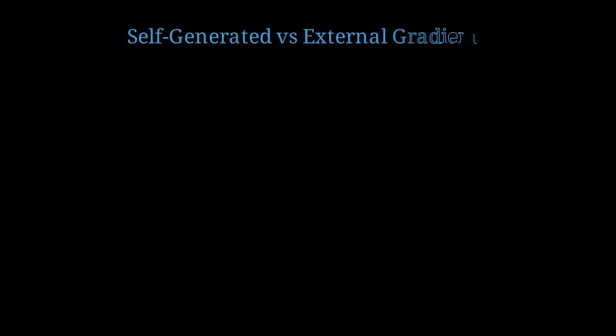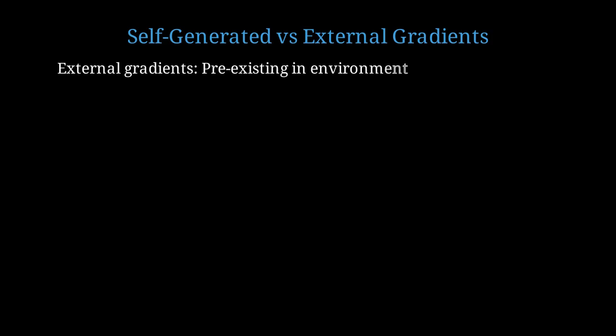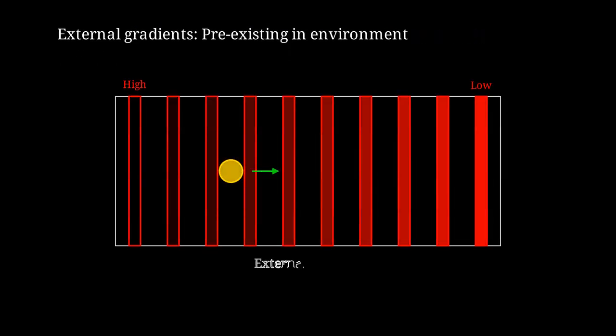Now let's discuss a crucial distinction: self-generated versus external gradients. This is where things get really interesting. External gradients are concentration fields, or temperature fields, that already exist in the environment, independent of the particle. For example, imagine a gradient of nutrients established by diffusion from a source. Here we see an external gradient. The concentration decreases from left to right. A catalytic particle placed in this field can respond to the gradient and move toward higher or lower concentrations, depending on the phoretic mechanism.